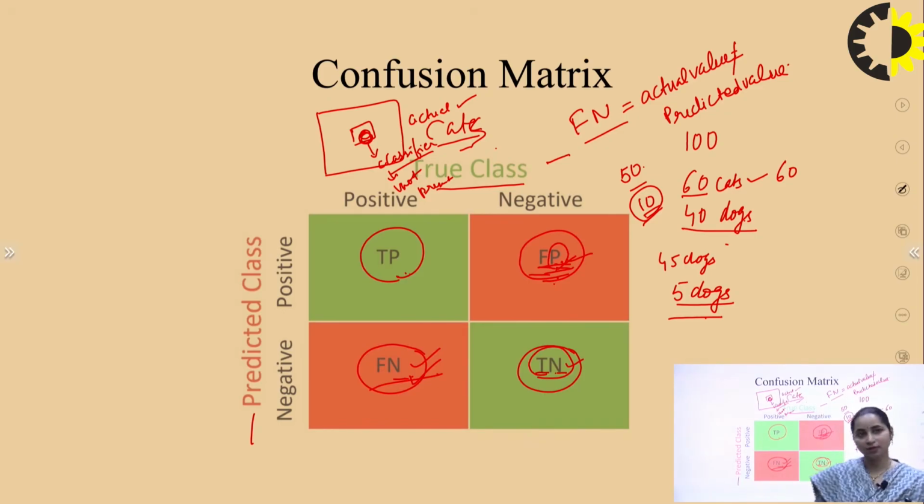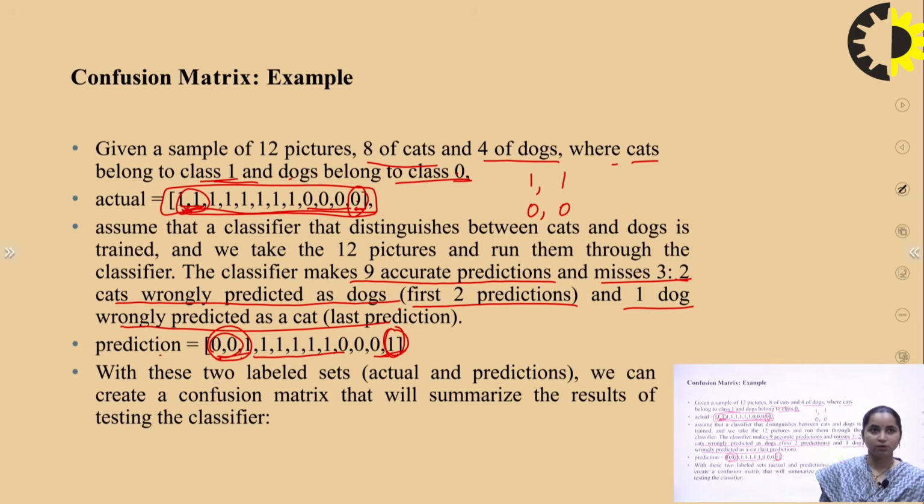So, you can see how confusing it is to identify whether it is a true positive value, a false positive value, or a true negative value. Such is the name, so that is why it is called a confusion matrix. So, let's go on to this example once again.